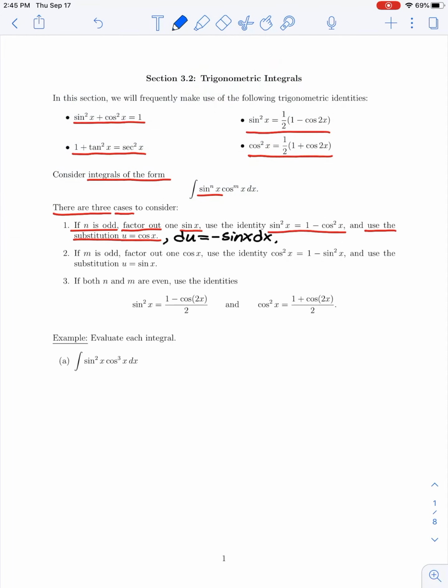Now our second case is if m is odd. If we have an odd power of cosine x, then my technique for integrating would be to factor out 1 factor of cosine x so that I'm left with only even powers of cosine. And I'm going to use the trig identity cosine squared x is equal to 1 minus sine squared x in order to rewrite all of the even powers of cosine in terms of sine. And then I will make use of the substitution u equals sine x, so that du would be equal to cosine x dx. And so that extra factor of cosine that I factored out in the first part of that method will cancel nicely with the cosine x dx term that I have from the differential.